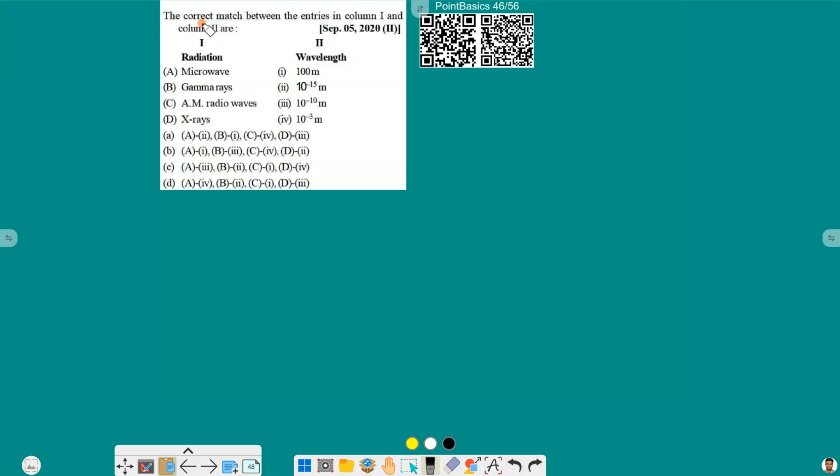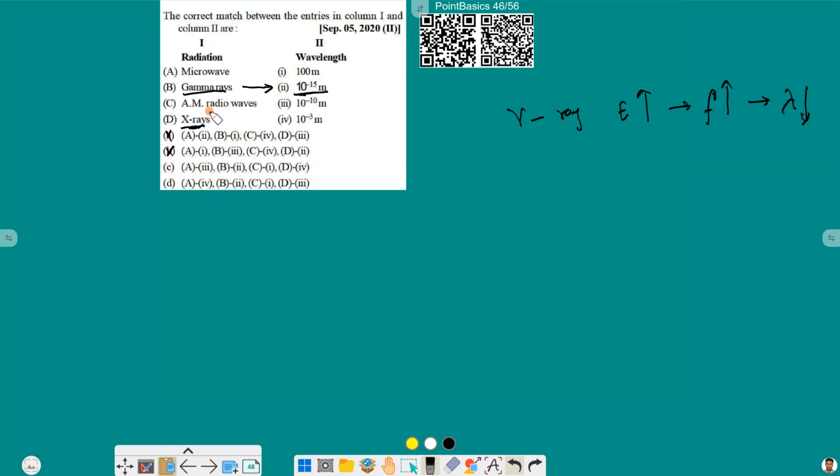Now, the correct match between column 1 and column 2. Here we have radiations and wavelength. We know that we have X-rays and gamma rays here. Gamma rays have the highest energy, so they have the highest frequency and the lowest wavelength. The lowest wavelength is given here, 10 to the power minus 15. So B is going to match with 2. So if we see here, options A and B are rejected.